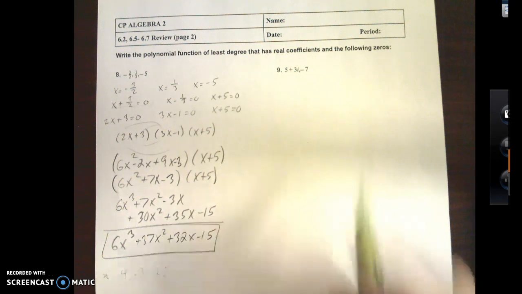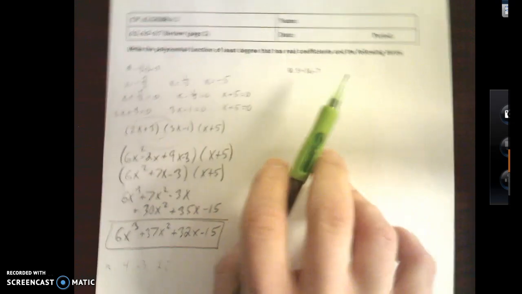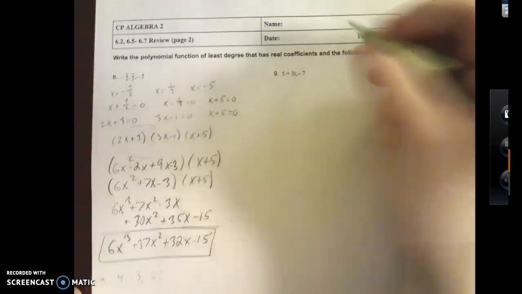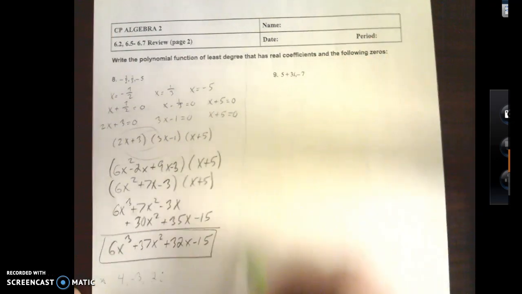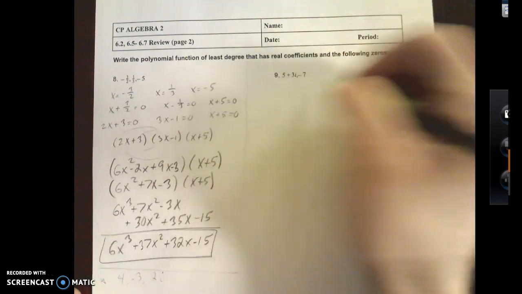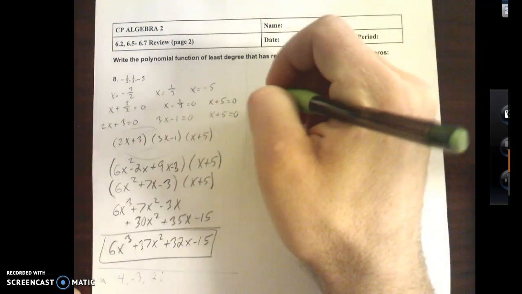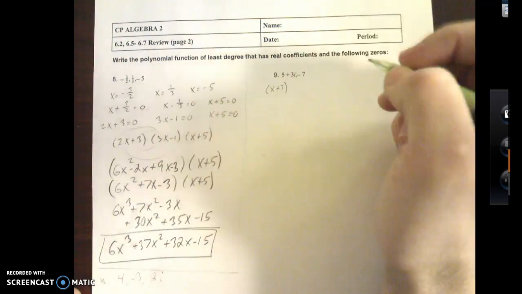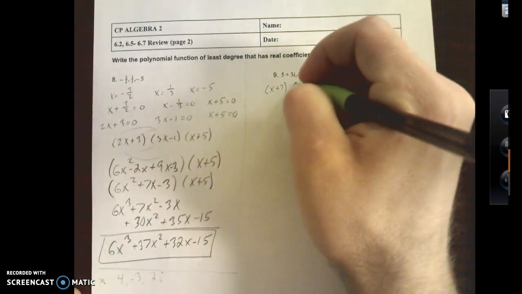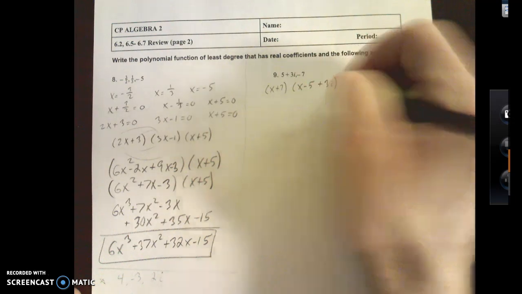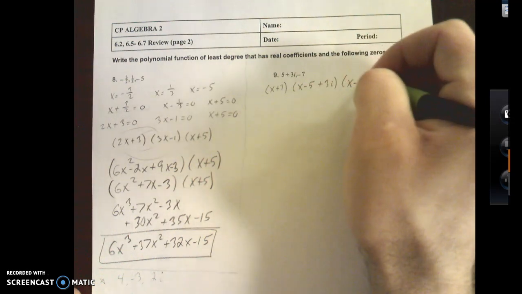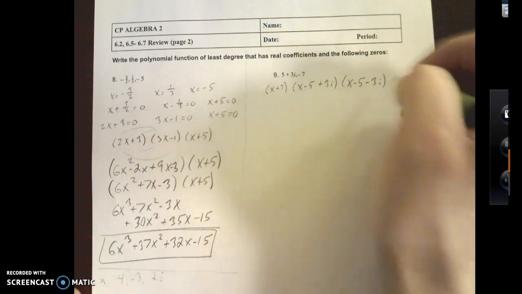Okay, cool. This is the real doozy one. This one's pretty tough. Let's take a look at it. So here's one. Okay. When my answer is negative 7, I know one of my binomials will be x plus 7. Here comes the hard part. It's x minus 5 plus 3i and x minus 5 minus 3i.